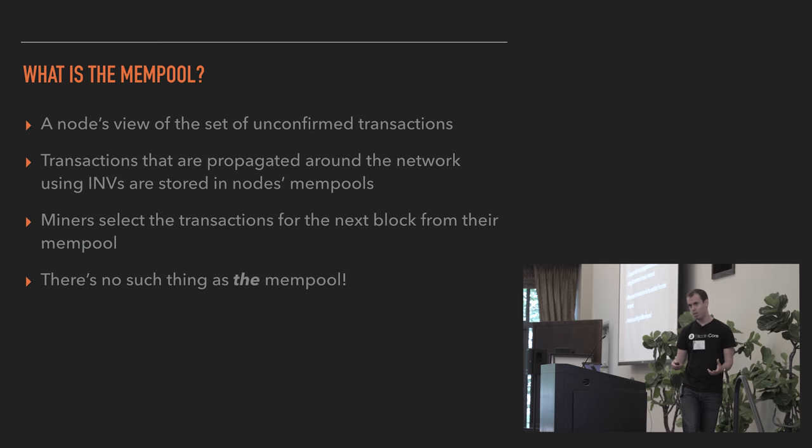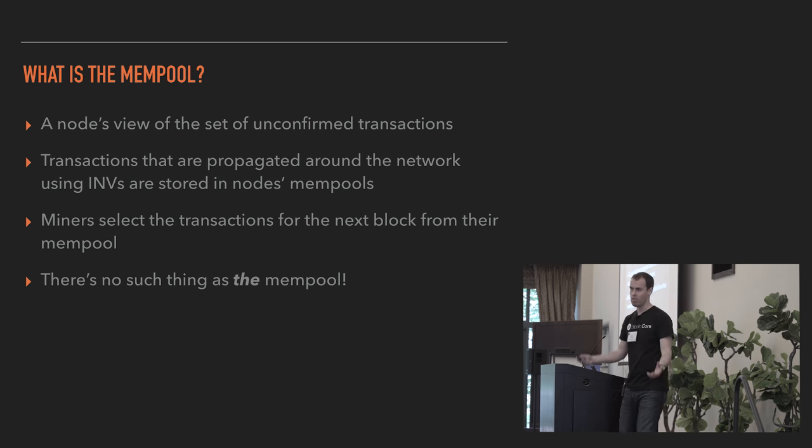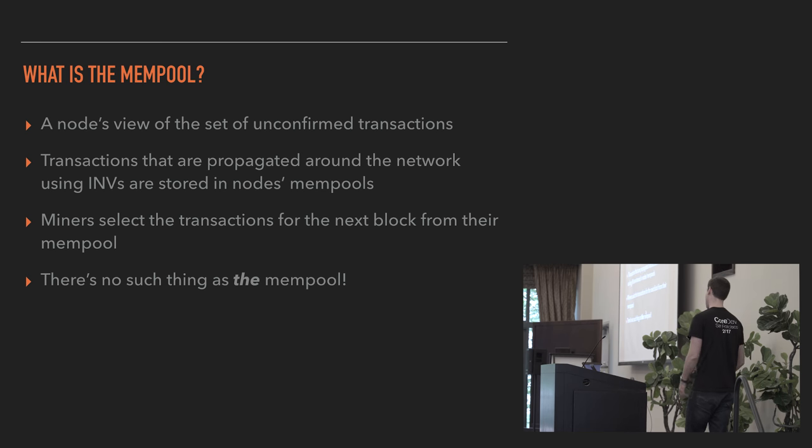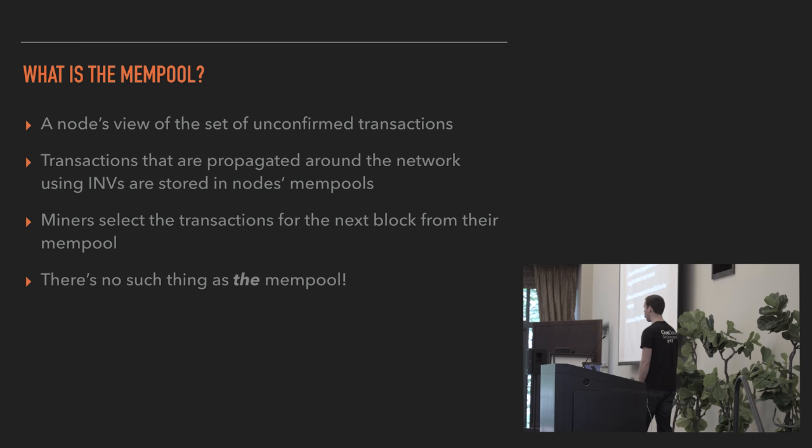So often when people talk about the mempool, they talk about the mempool, but there's no such thing. A mempool is something that is on your node. Your node's mempool might be slightly different from your peers', depending on what order you store transactions in. But we want them to be roughly the same. If you've got a node on the network that's been there for a long time, we'd like you to have some kind of view of what transactions other nodes are seeing.